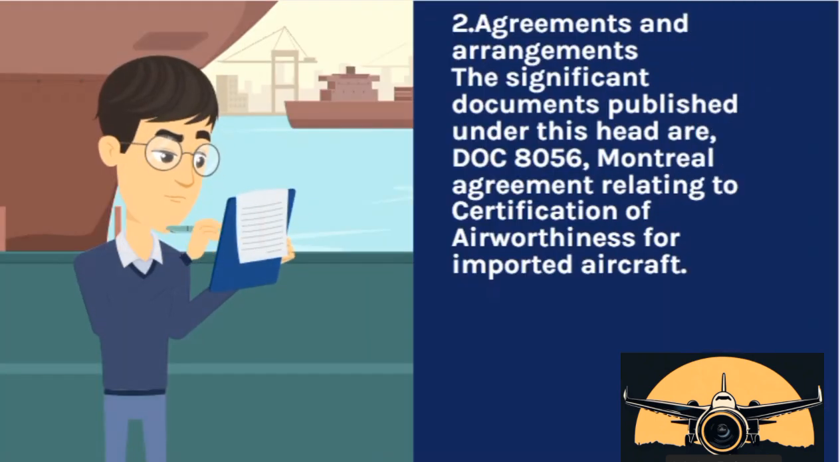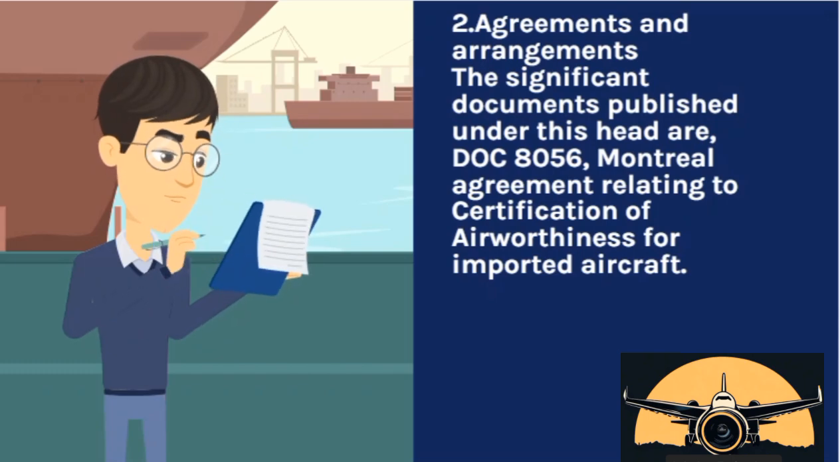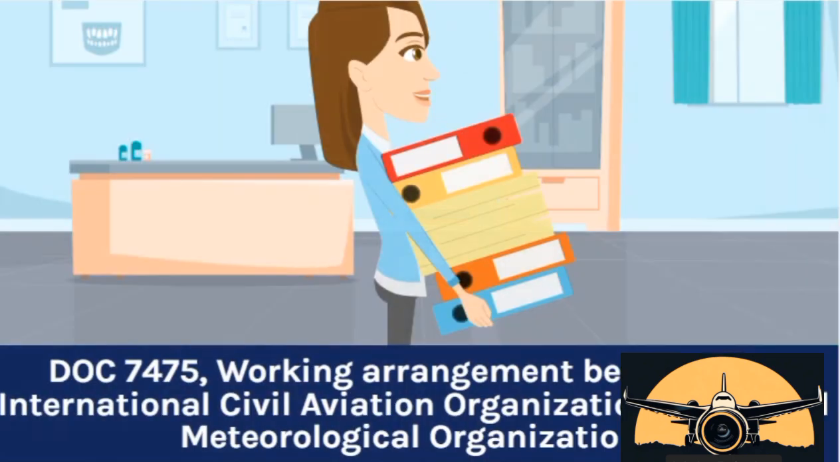2. Agreements and arrangements. The significant documents published under this head are: DOC 8056, Montreal Agreement relating to certification of airworthiness for imported aircraft. DOC 7475, Working Arrangement between the International Civil Aviation Organization and World Meteorological Organization.